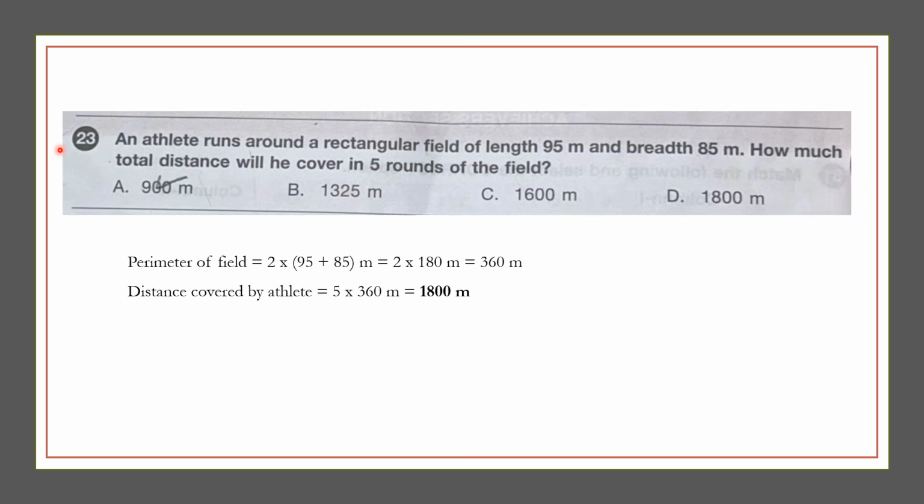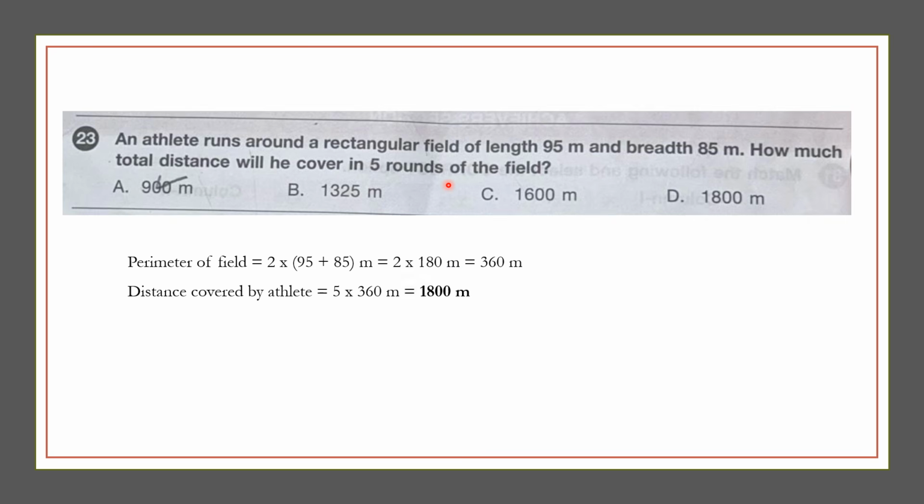Question number 23. An athlete runs around a rectangular field of length 95 meter and breadth of 85 meter. How much total distance will he cover in 5 rounds of the field? So first we need to calculate the perimeter of the rectangular field, which is 2 times (length plus breadth). So 2 times (length plus breadth) equals 2 times 180 equals 360 meters. So this is the perimeter of the field.